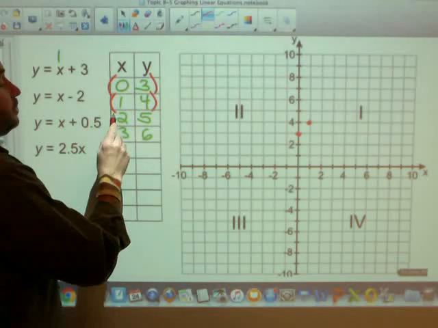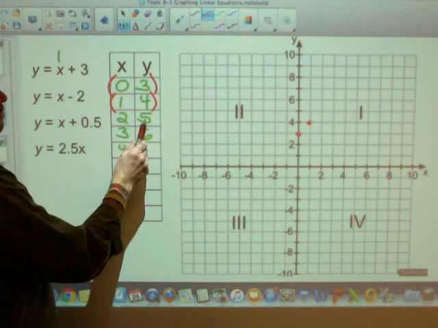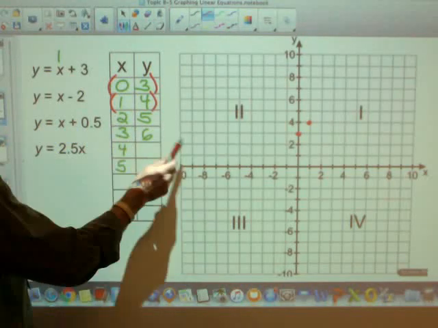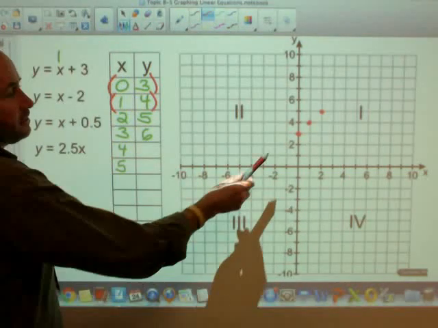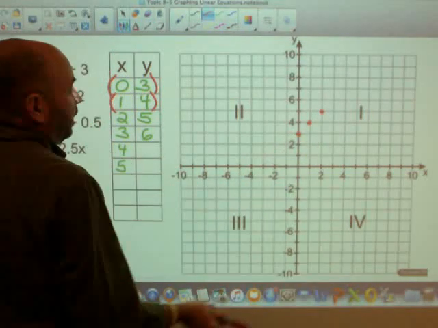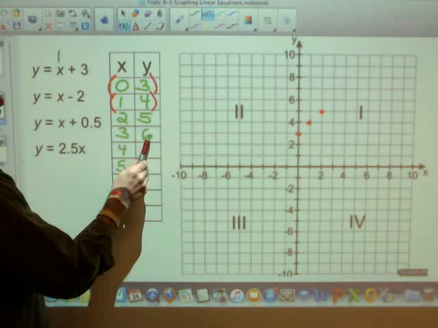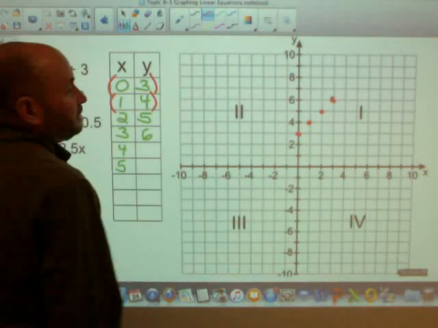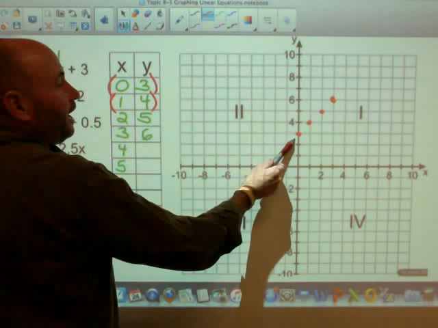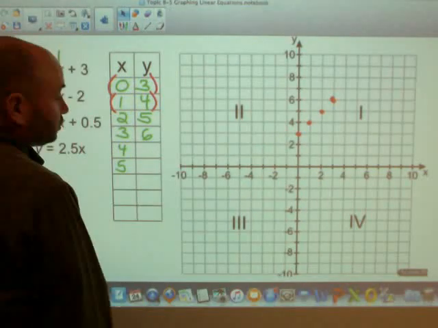All right? So our next ordered pair that we graph will be 2, 5. So we're going to come over 2 and up to 5. And you can see that we are continuing our line. Then we have 3, 6. Now, at this point, you begin to realize that you are forming a straight line.